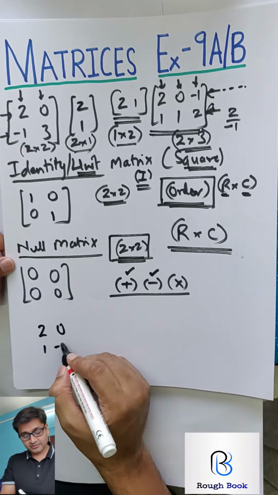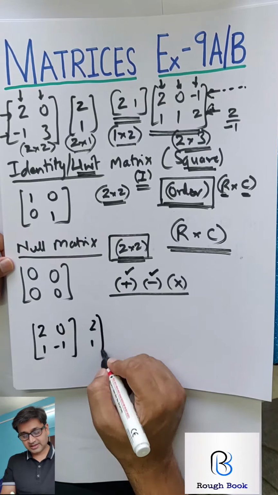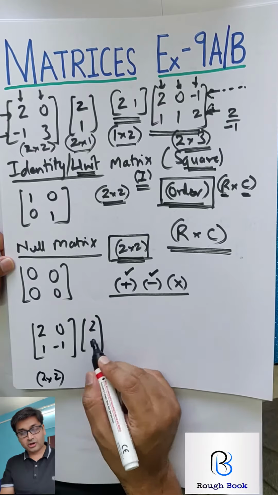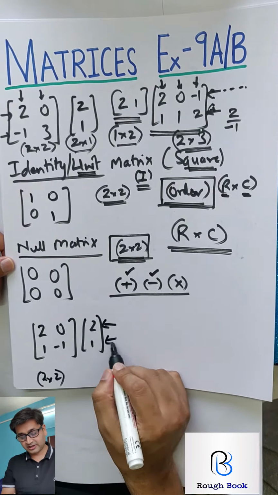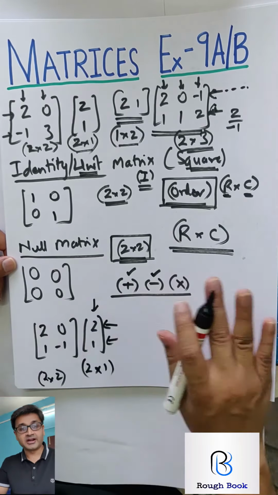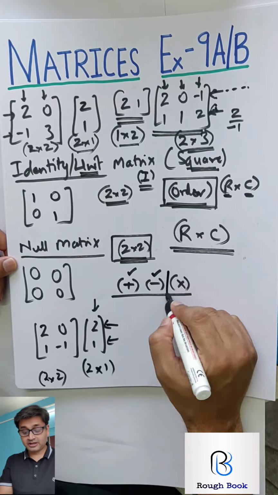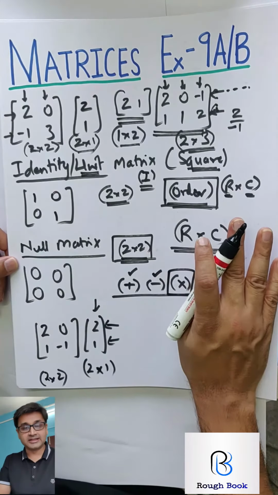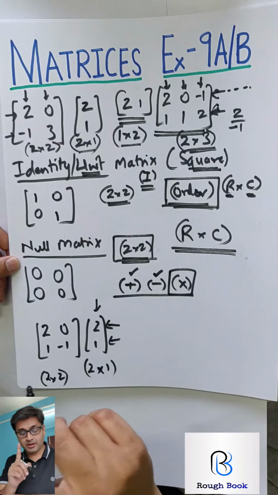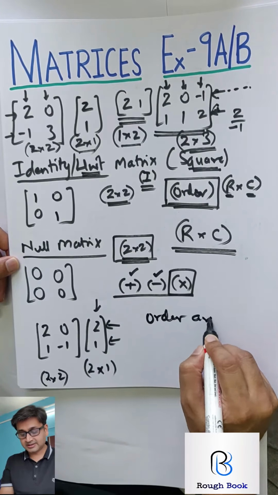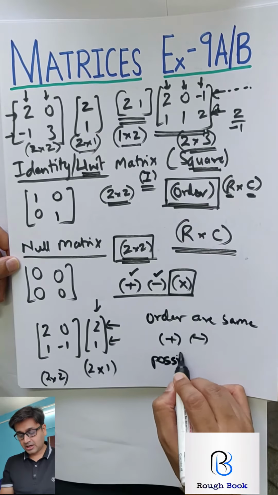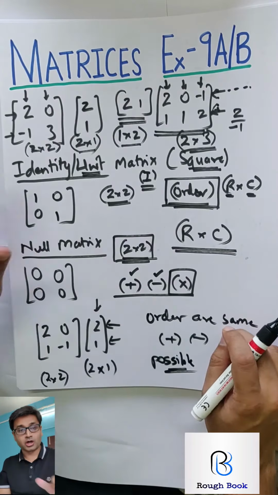For example, if this is one matrix and this is the second matrix, you cannot add. Why? Because the order here is 2 by 2. What is the order here? First the rows. So one row, second row, and then the column. So one column. So the orders are different. I can't add, neither can I subtract. Multiplication is a different thing. We'll talk about that in exercise C. So right now don't bother about this. Only bother about these two. Will you remember? If orders are same, only then addition and subtraction possible. Otherwise addition, subtraction not possible.